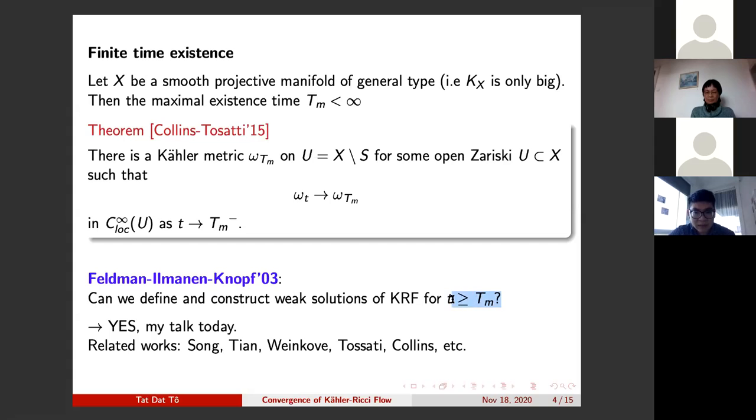That means that we need to have some definition for weak solution, right? Because when t is bigger than T maximum, the solution would have some singularity, which is not smooth, but we have some kind of singularity. So we need to define the solution in the weak sense. And this is exactly my goal today.